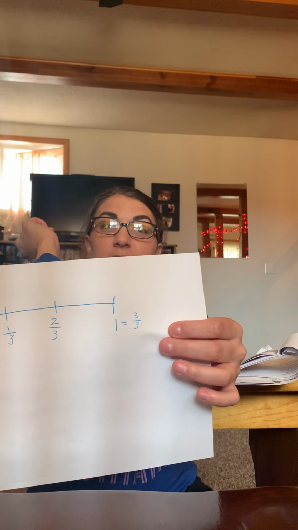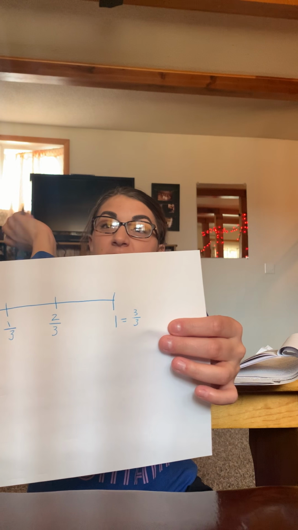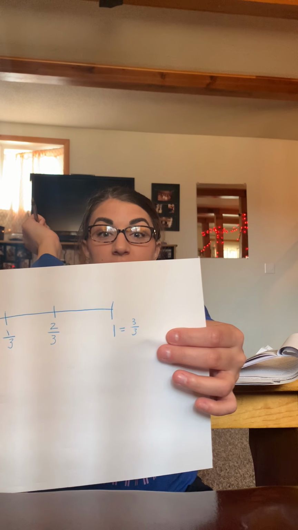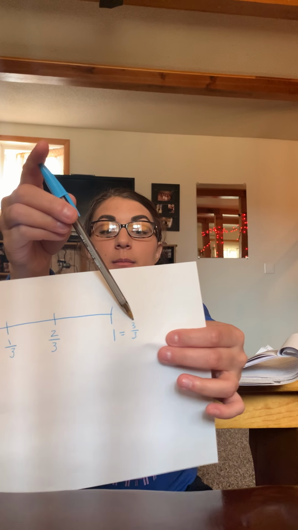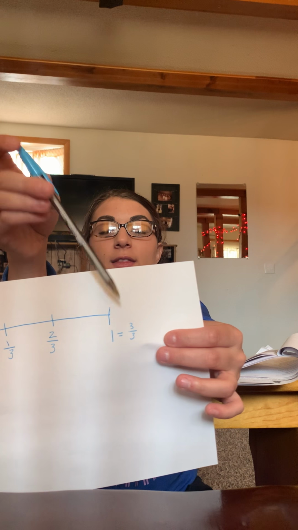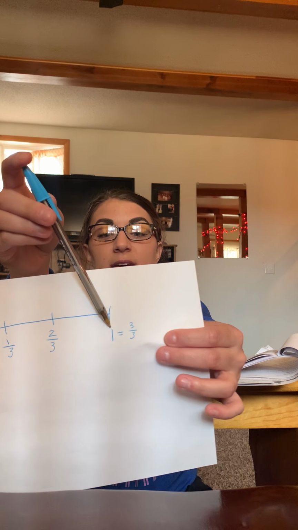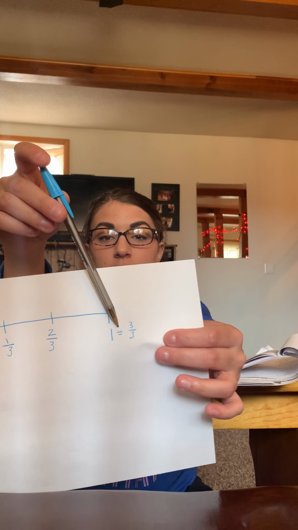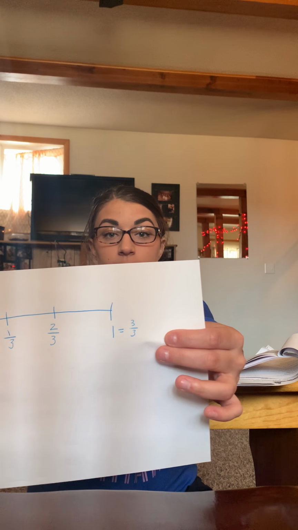If it's 6/6, it equals 1. If it's 8/8, it equals 1. If it's 100/100, it equals 1. So any number over itself, if the numerator and the denominator are the same, it always equals 1. So that's how you know where to place the 3/3, is because it's 1. Okay? So that's what it's asking on that first page.